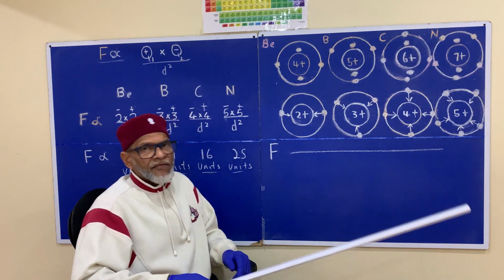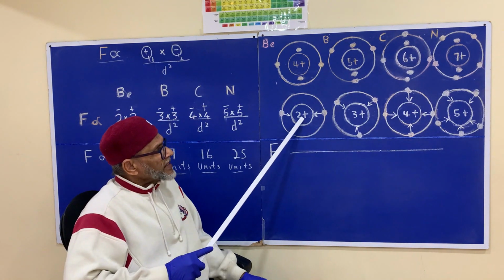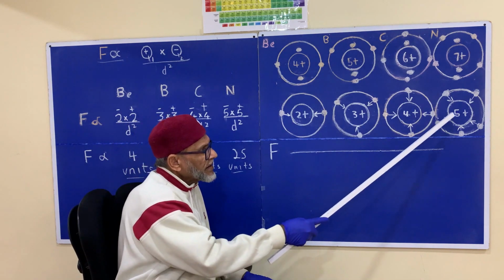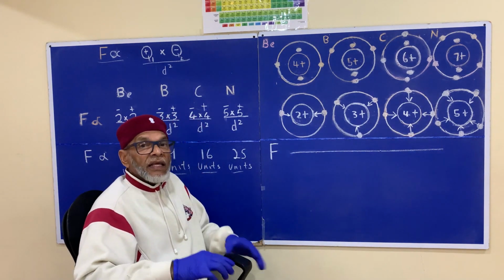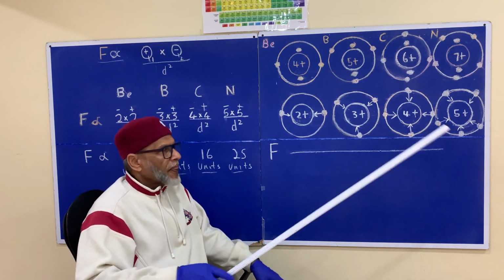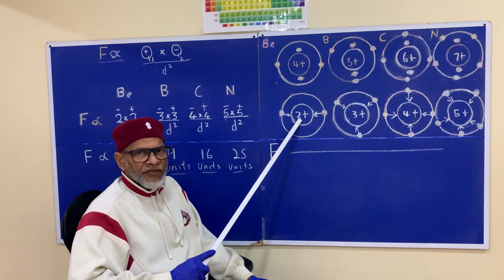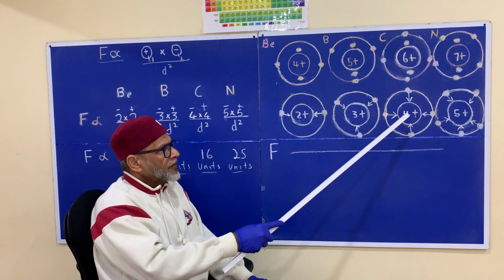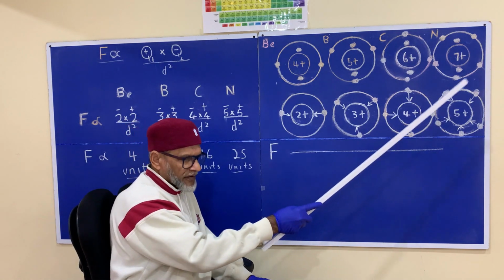So what is left in each of these nuclei here is what is called the effective nuclear charge. Effectively, what is left is 2 positives there, 3 positives there, 4 positives there, and 5 positives there.